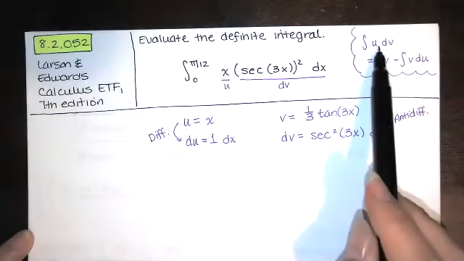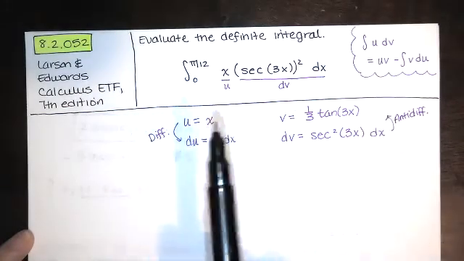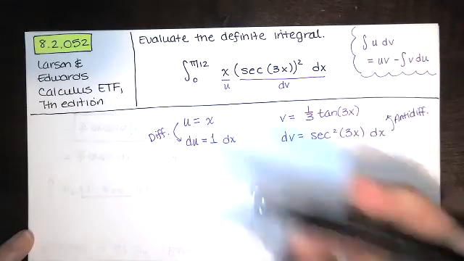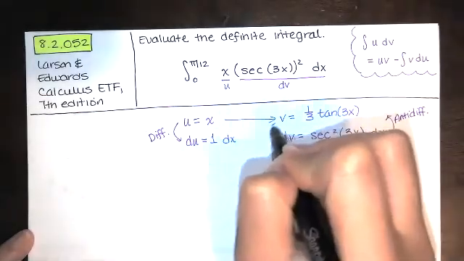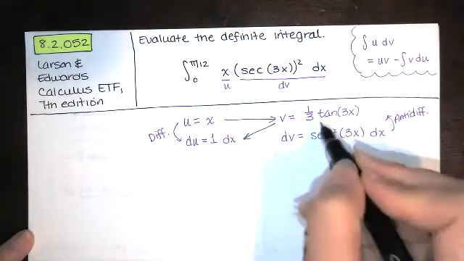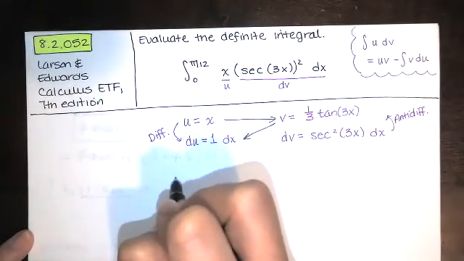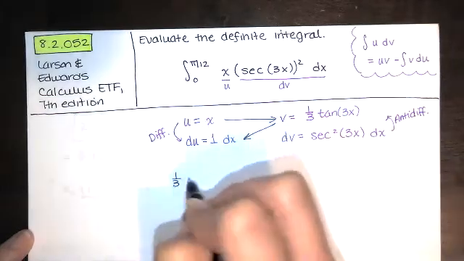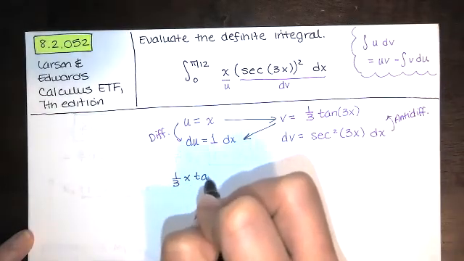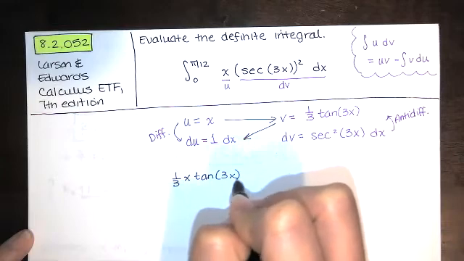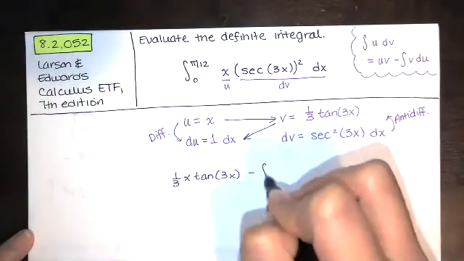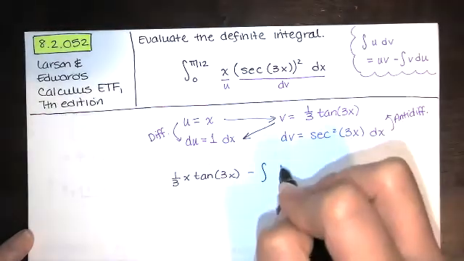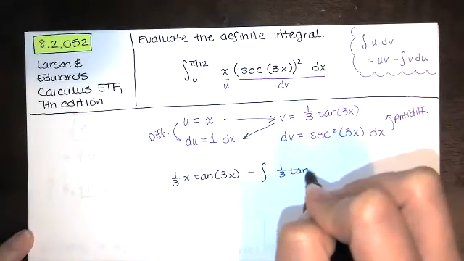And then, according to the integration by parts formula, the integral of u dv is u times v minus the integral of v du. So we've got 1/3 tangent of 3x times x. I'll put the x in front of the trig function. That's uv minus the integral of v times du, which is just 1/3 tangent of 3x dx.